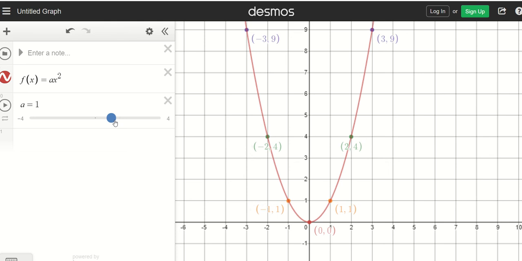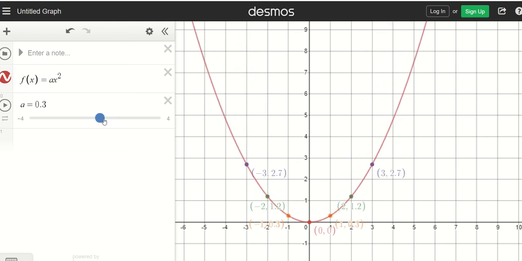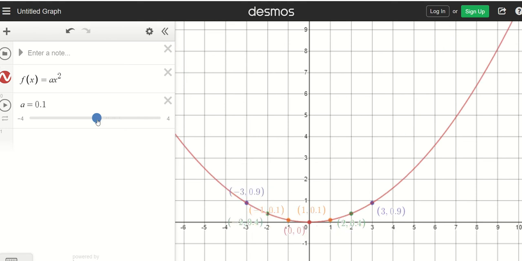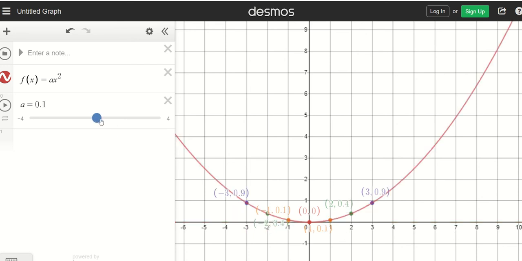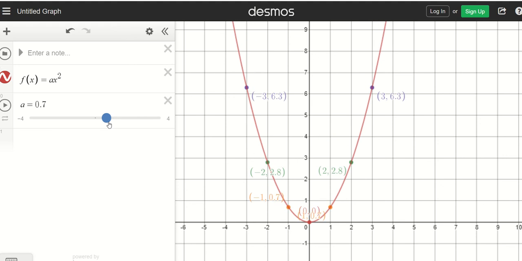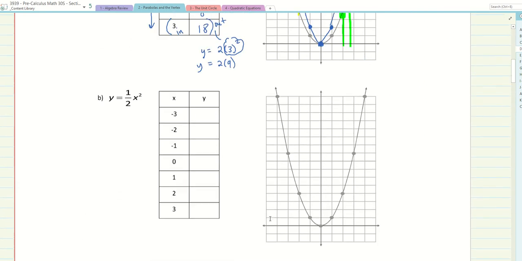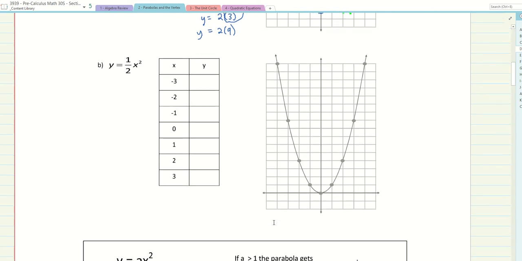And when it's between 0 and 1, a little fraction there, it gets smaller and smaller. Notice here when a is 0.2, 0.1, it's really getting squashed flat. When a is 0, it's squashed right down to the ground, and it's just like a straight line across. So just looking at the stretches there, it's kind of a fluid deal. So if we go back to the right thing, here we've got 1/2. We could fill in the chart here, but let's skip the chart and actually graph this thing.